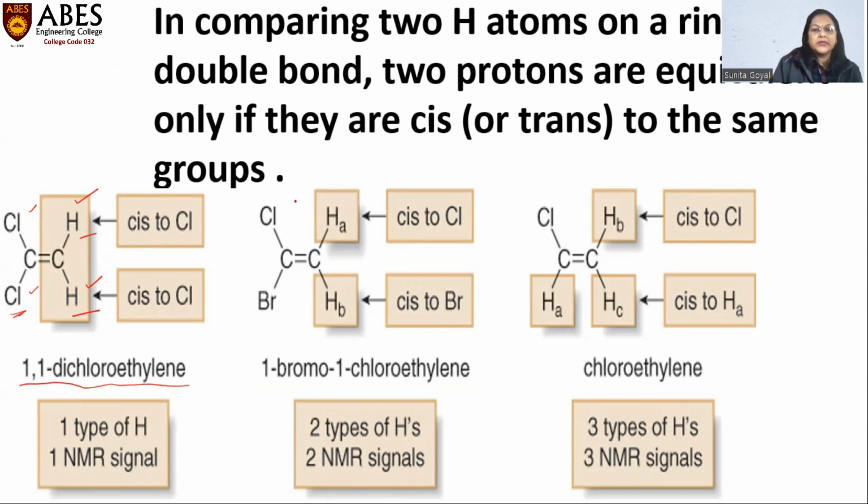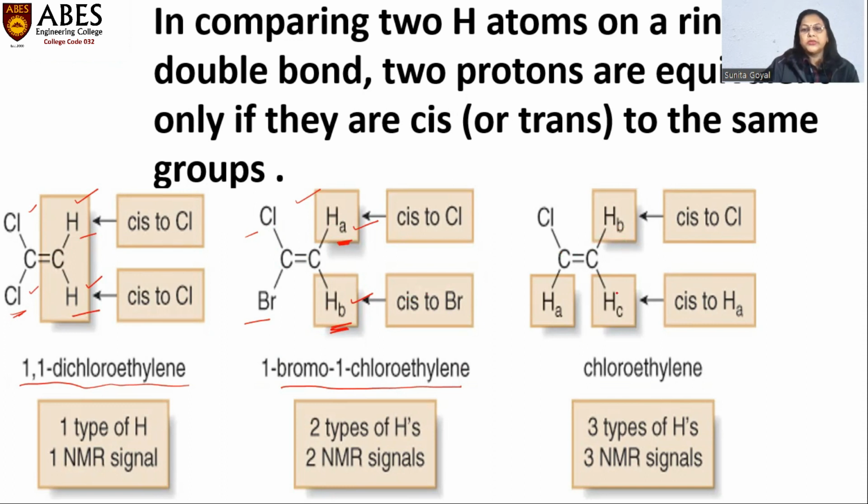Here, in this example of 1-bromo-1-chloroethylene, there are 2 protons, but 2 different halogen atoms are cis to them. So this proton is cis to chloride and this one is cis to bromide. Therefore, it will be A type of proton and it will be B type of proton. So 2 NMR signals will be there in the NMR spectrum.